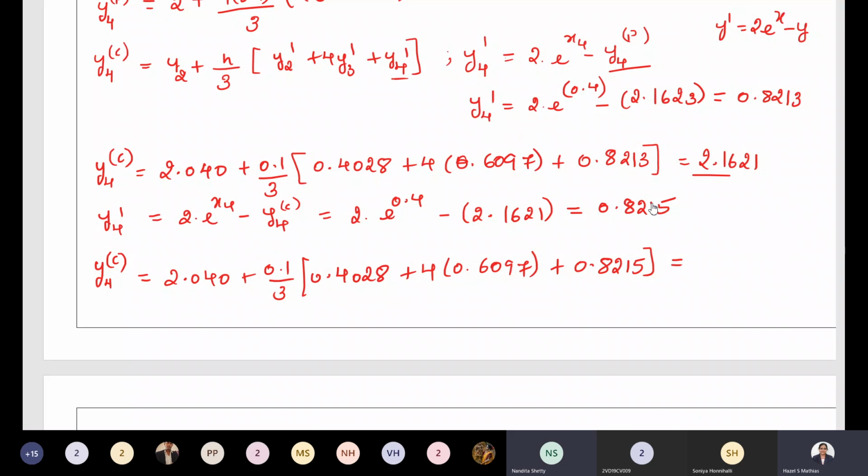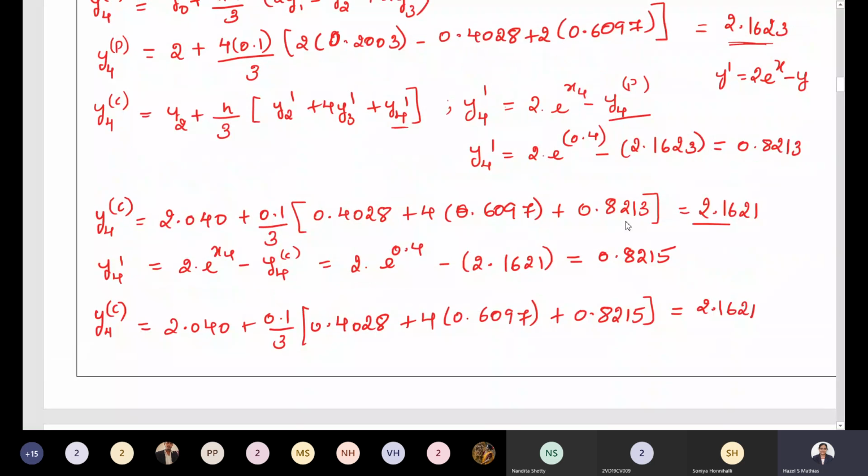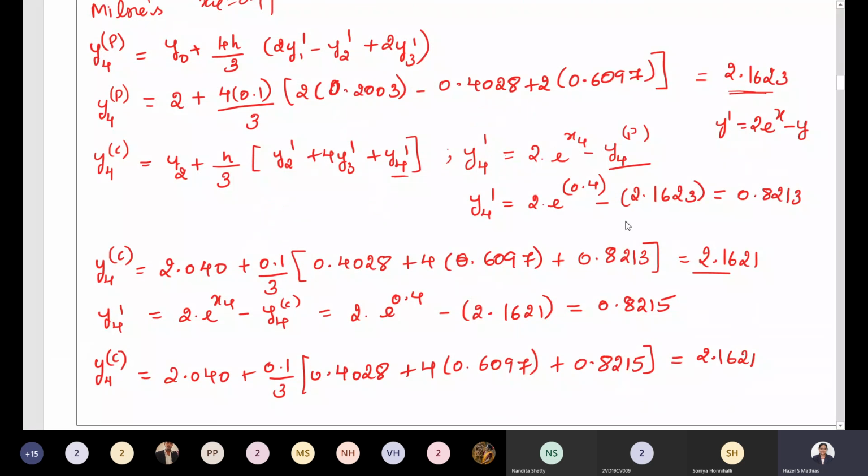2.1621. Is it clear how to solve using Milne's method, everybody? Any doubt, anyone?